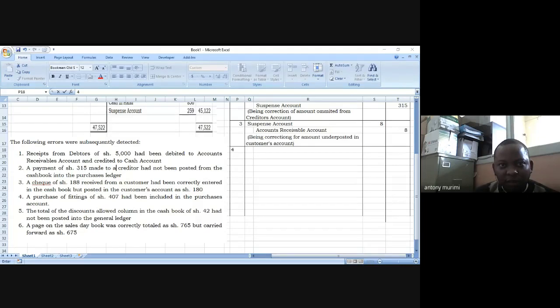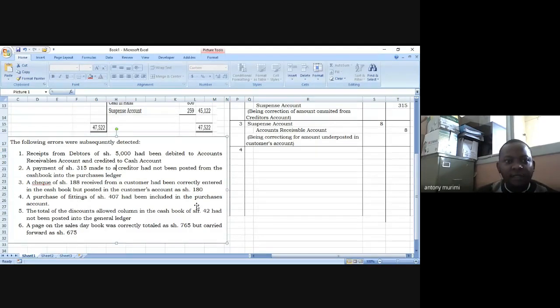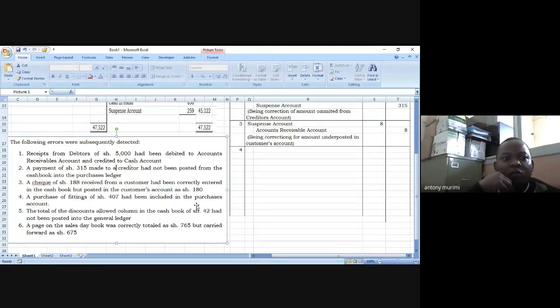The fourth error says what? We move on to the fourth error. The fourth error says that a purchase of fittings of 407 shillings had been included in the purchases account. So the correct entry here should have been debit purchases, debit the fittings account.